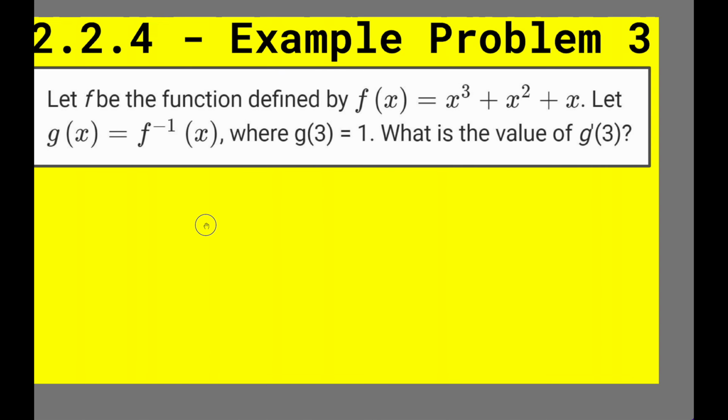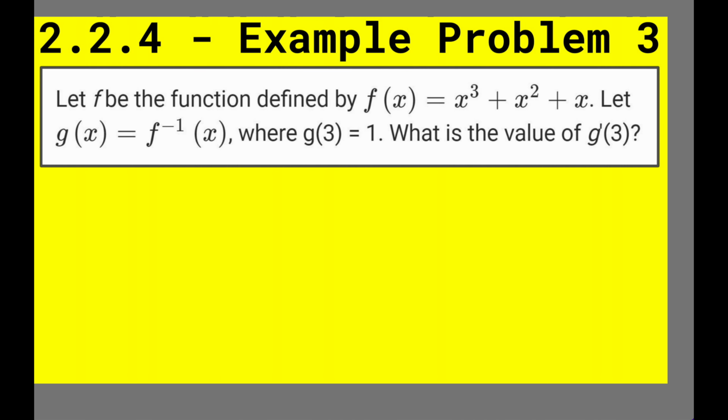Next, we have an inverse problem. This is going to be the last problem for this section. It says let f be defined by this whole thing right here, and let g be the inverse of f. That just means g is the inverse of f. It does not mean f to the negative 1 power. Make sure you understand that. Where g of 3 is equal to 1, what is the value of g prime of 3?